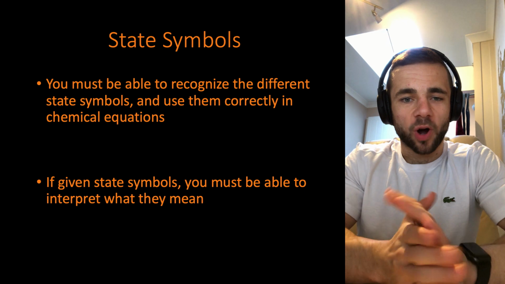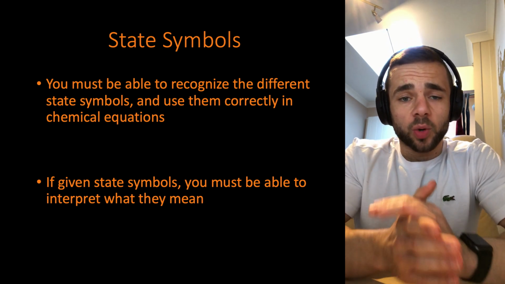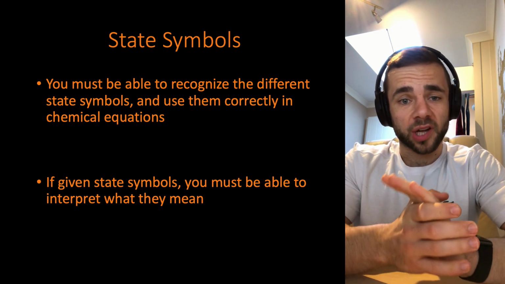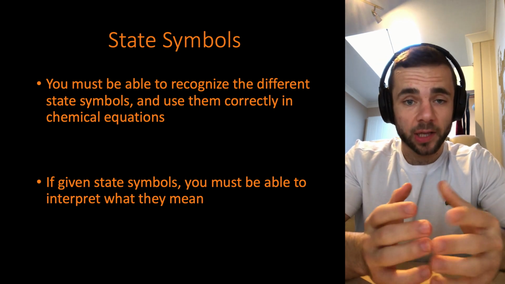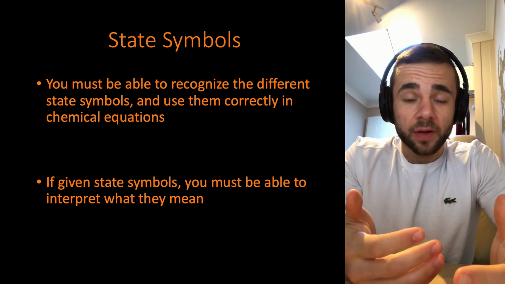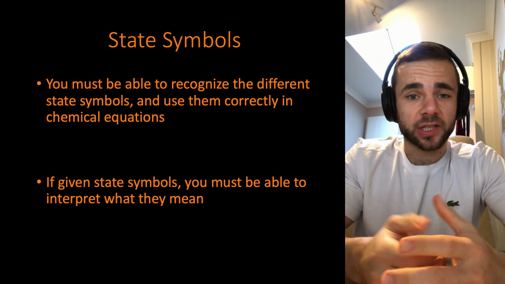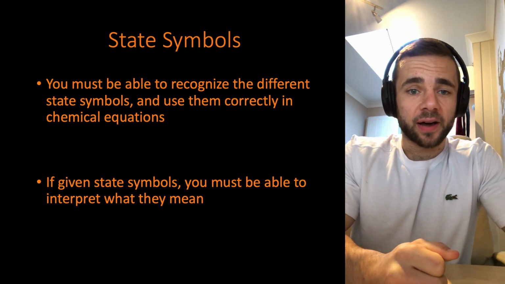Okay, hi guys, and welcome to this video on state symbols. This is going to be a really quick one. What you need to be able to do is recognize the 4 different state symbols and understand what they mean. You need to be able to use those correctly in chemical equations. And if you're given a chemical equation, you need to be able to interpret the state symbols and understand what's going on. So let's dive in straight away and have a look.